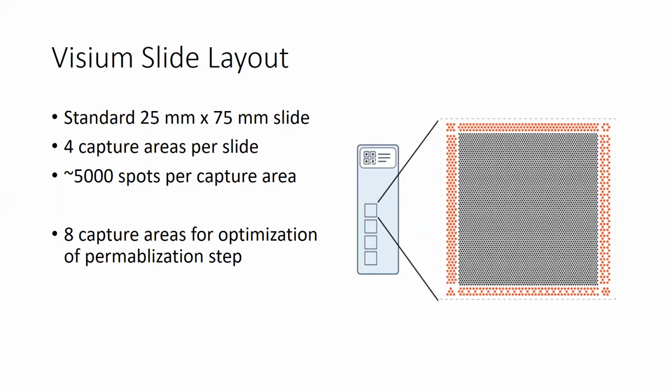And lastly, there is another Visium slide available that has 8 capture areas that's just for optimization of the permeabilization step, which is during the workflow. That step only needs to be optimized once for each tissue type. Once you know how long that step is going to take, you use the gene expression slide, which has the 4 capture areas.